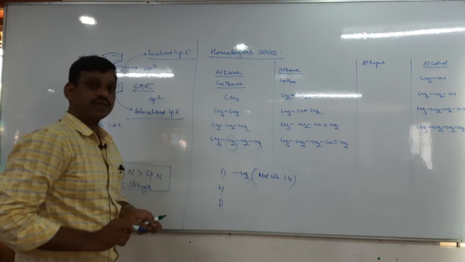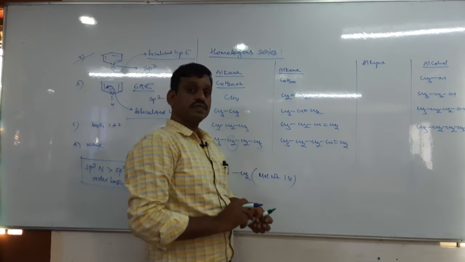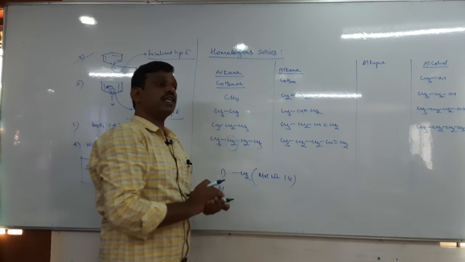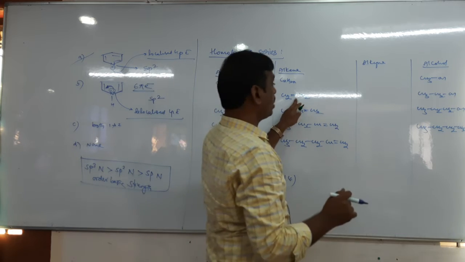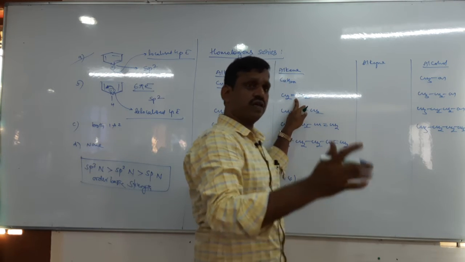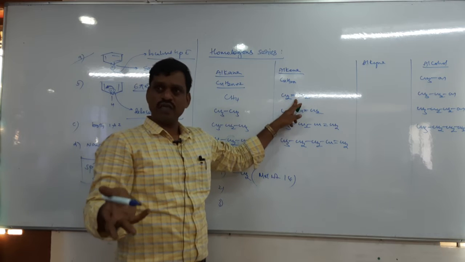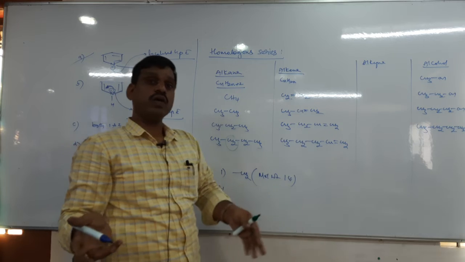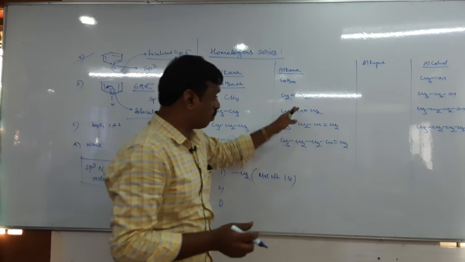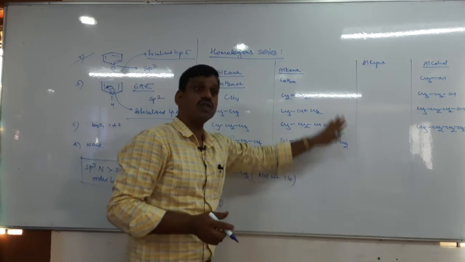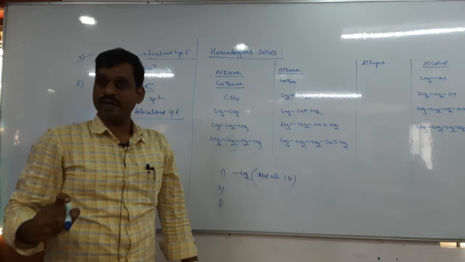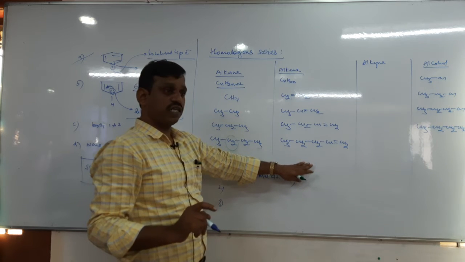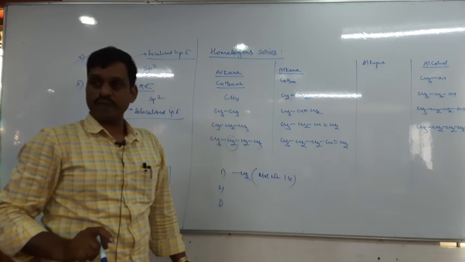Third point: what about methods of preparation? All the members must have the same method of preparation. Suppose ethene can be prepared by a particular method, like coal based electrolysis. Even propene, butene, pentene, hexene, all these members can also be prepared by the same method. So all the members of the homologous series will have the same method of preparation.